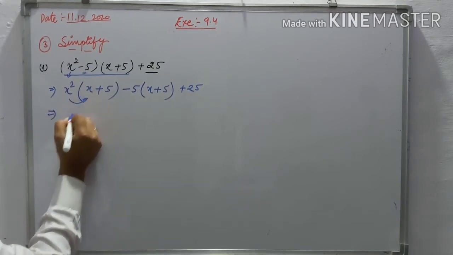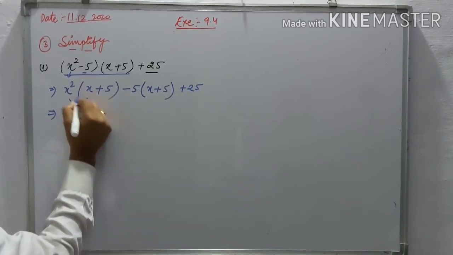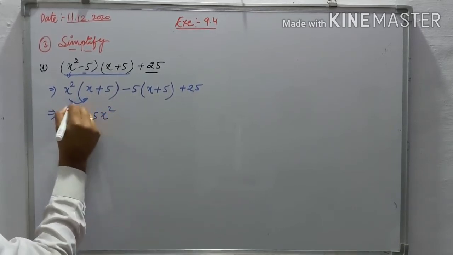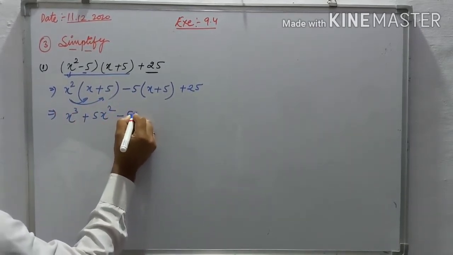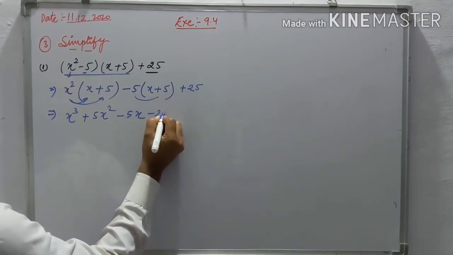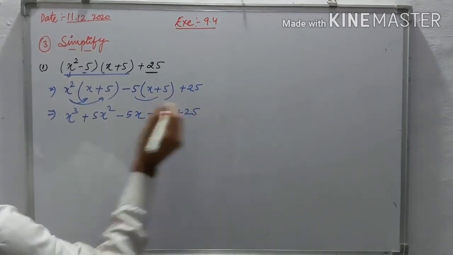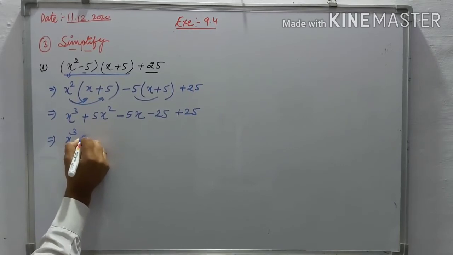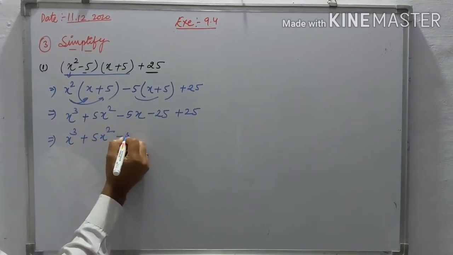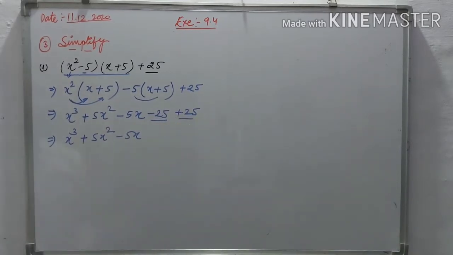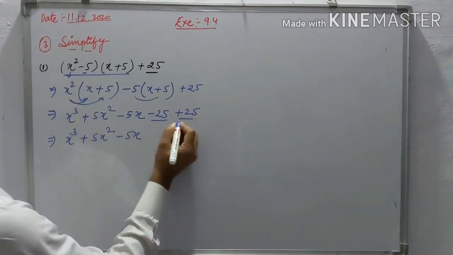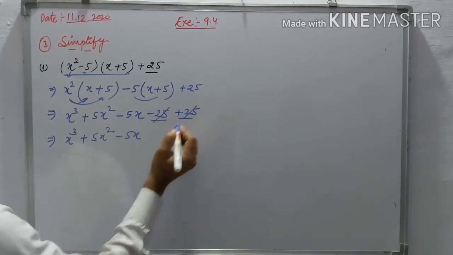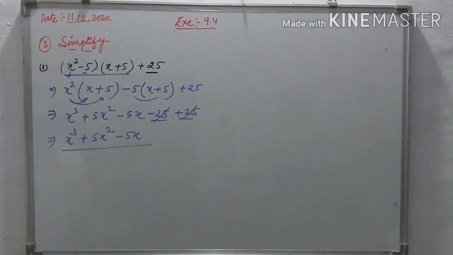Now multiply: x power 3 plus 5x square, minus 5x and minus 25, and the additional part 25 is added. Okay, now in this equation, x cube plus 5x square minus 5x, the minus 25 and plus 25 are like terms. So after the solution it is 0; you do not write the 0, you cancel 25 with 25. Then the final answer is x cube plus 5x square minus 5x.